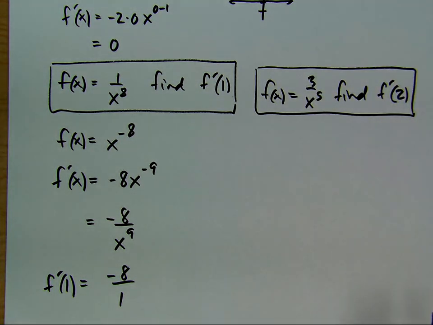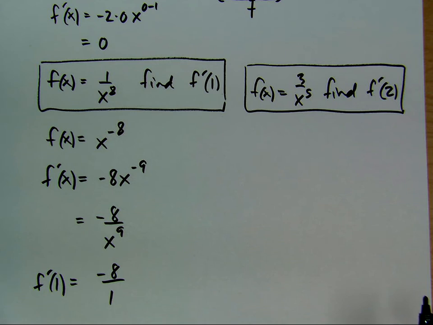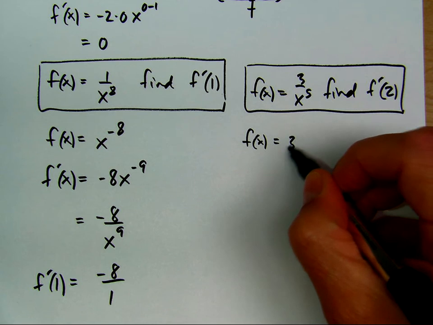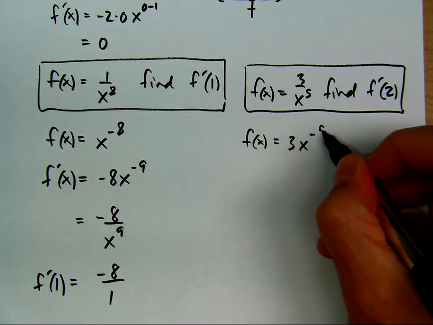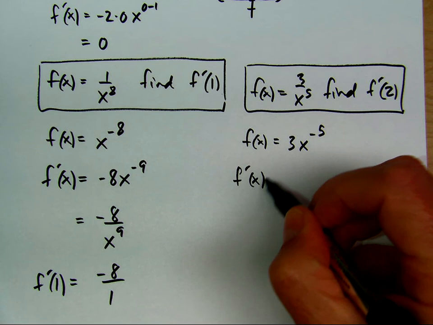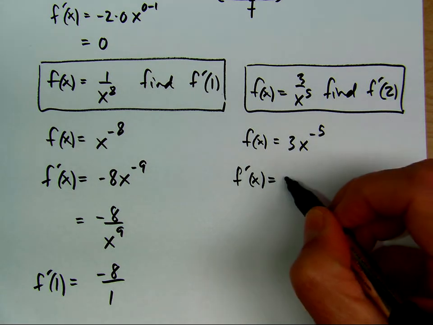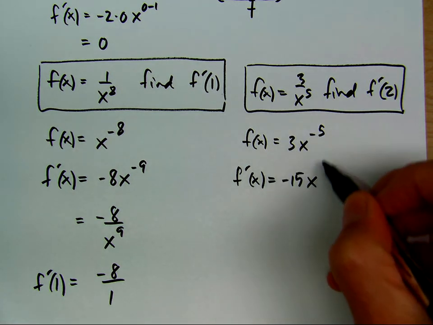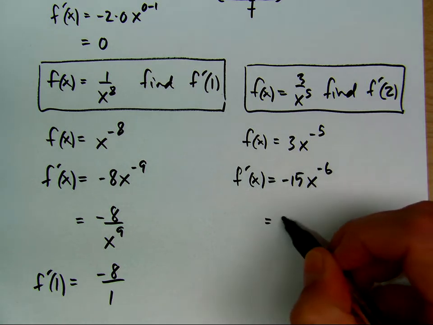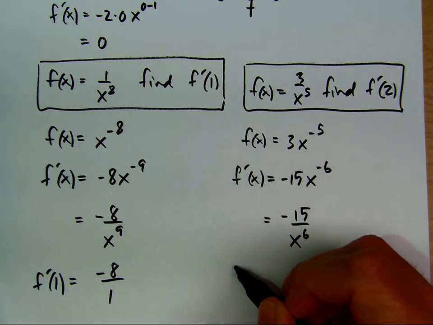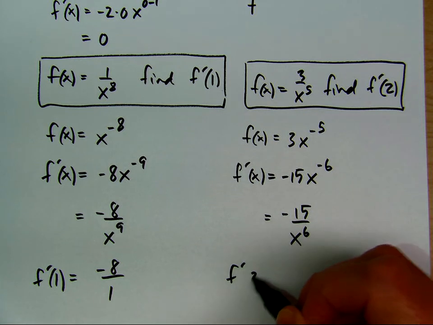Pause the video and try that one. We'll rewrite it. Multiply by the exponent, 3 times negative 5. Negative 5 minus 1. F prime of 2.